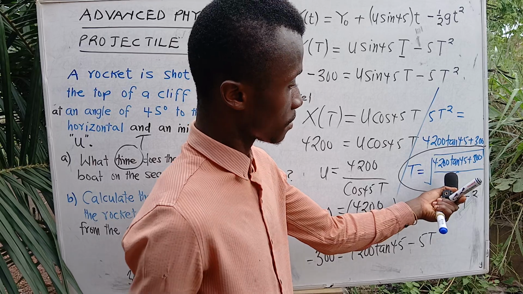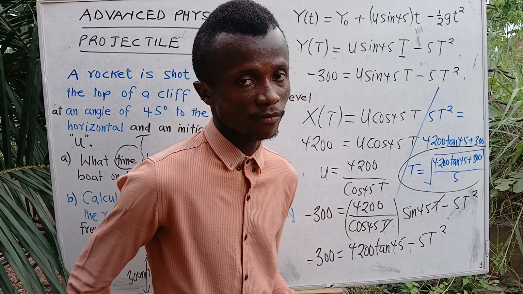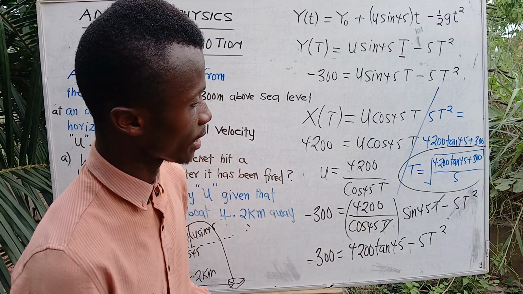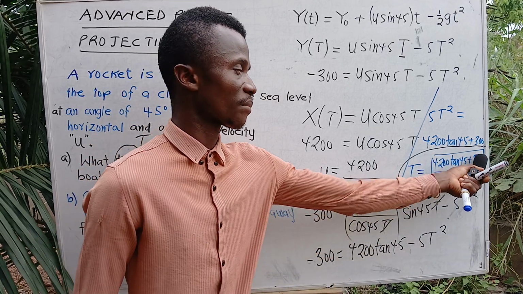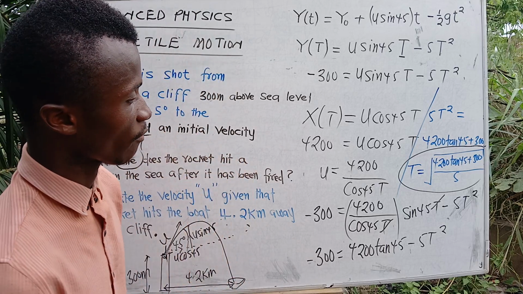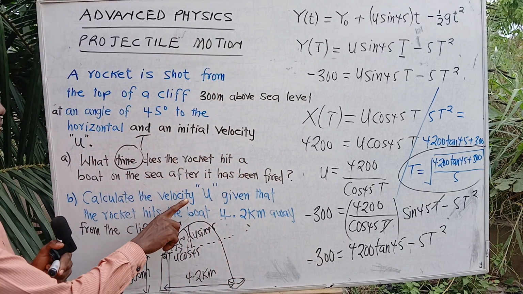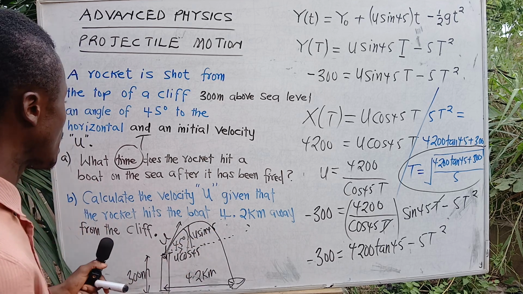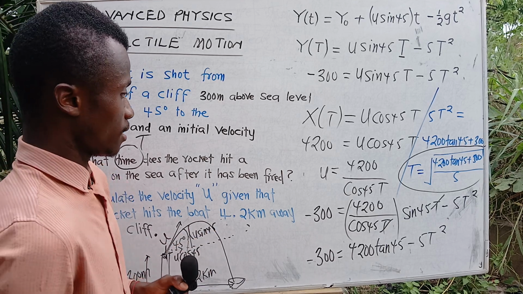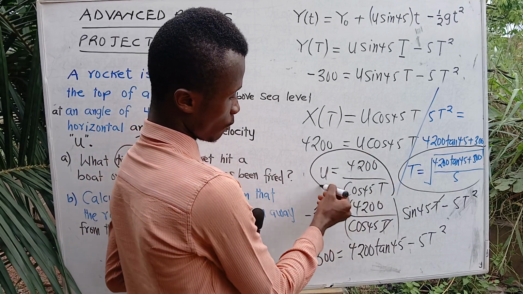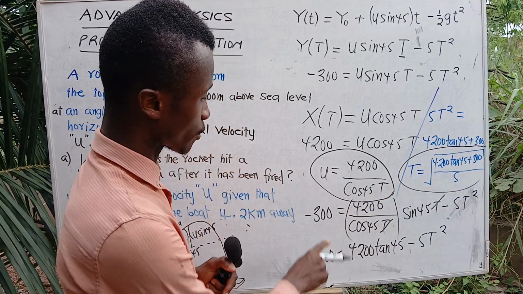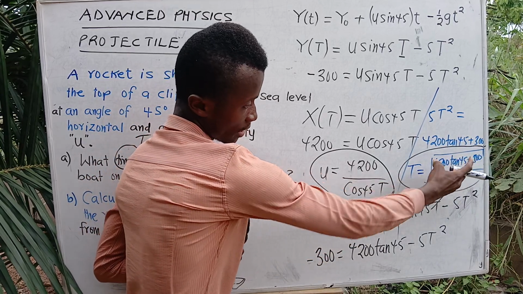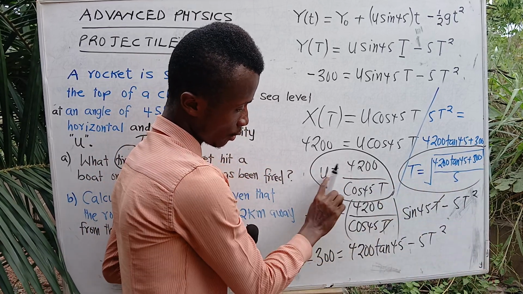Any calculator, say scientific, would give us a straightforward answer. All that we need to do is to punch every value over there. Square root of 4,200 times tangent 45 plus 300 divided by 5 is the time of flight. The follow-up question is calculate the velocity u, given that the rocket hits the boat 4.2 kilometers away from the cliff. So we can use this equation to directly solve for u, knowing the time of flight. If you get the value for time of flight, say on a calculator, and you put it here, you have u.